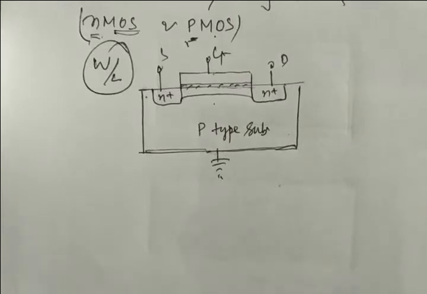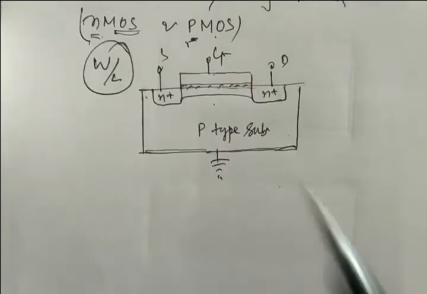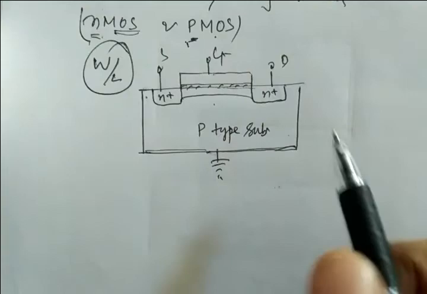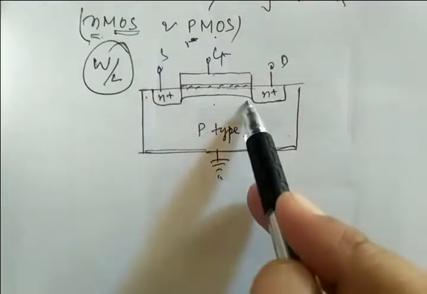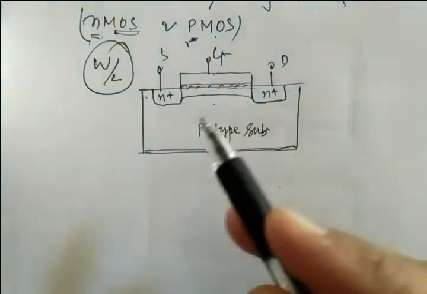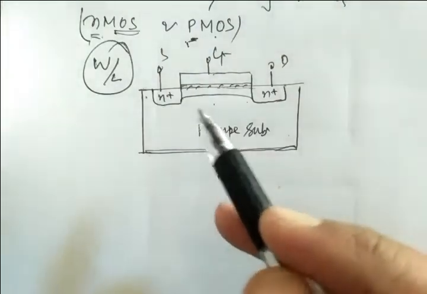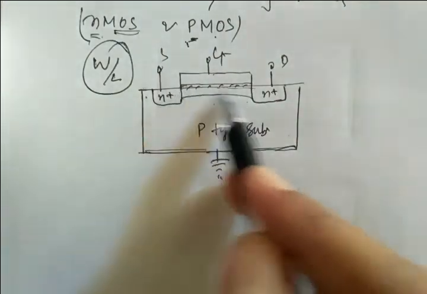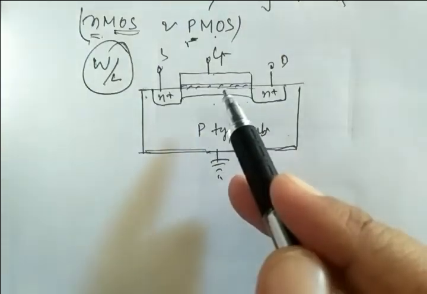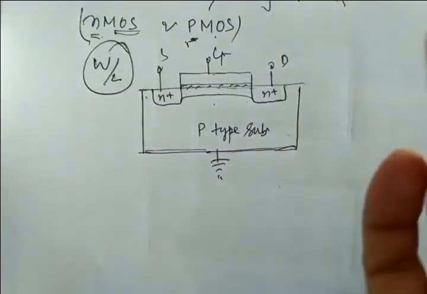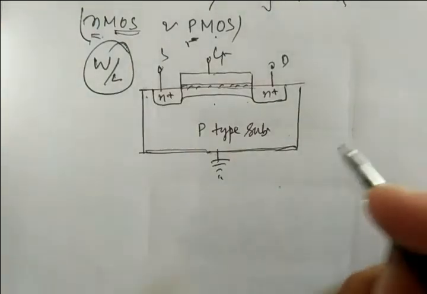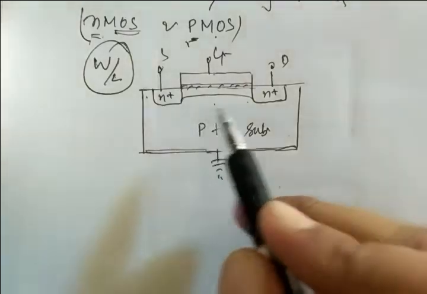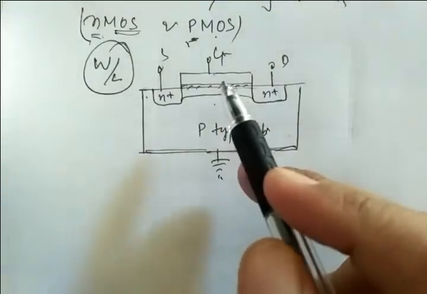What does this structure define? It is clearly seen that there are three terminals: source, gate, and drain, right? The device consists of a p-type substrate upon which these two n+ diffusion regions are formed, and the surface of the substrate between drain and source is covered with an oxide layer, on which the metal or polysilicon is placed. Whenever I discuss the process, I will mention which material is used for this purpose. So this is the oxide layer, and on it this metal gate is deposited.